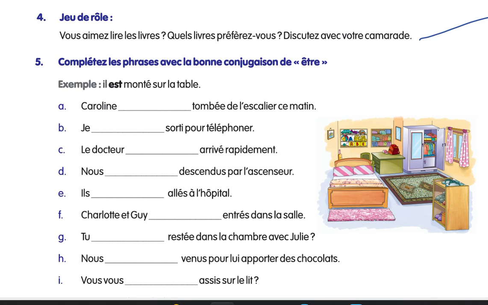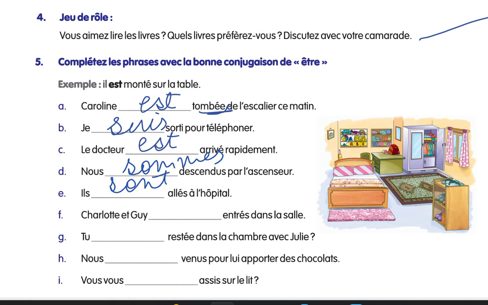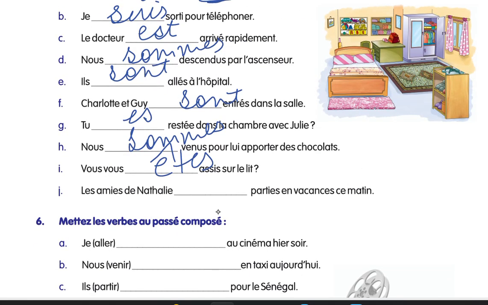Complétez les phrases. Il est monté sur la table. Okay, Caroline est tombée, because tomber is one of those 16 verbs. It is also je suis sorti. Être will come. Le docteur est arrivé. Nous sommes descendus. Ils sont allés. Tu es et nous sommes venus. Vous vous êtes assis. Les amis de Nathalie sont partis. Verb être. So all these verbs are the être verbs you have to learn.